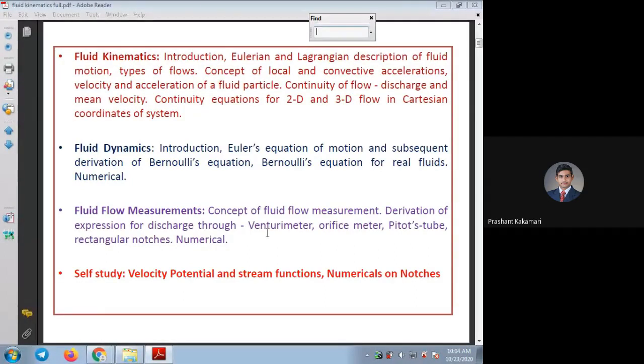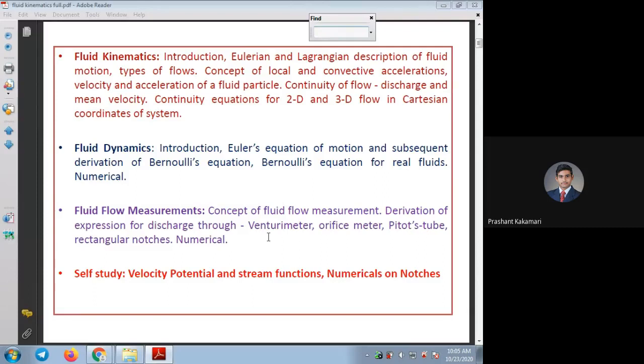Then the last part of this unit is fluid flow measurements. You have already done this in the fluid mechanics lab, I think. How to use the venturimeter and orifice meter, or notches if you have done. You might know the triangular notch or the rectangular notch. Using these different notches, or the venturimeter, orifice or pitot tubes, how we measure the flow of the given fluid. So these are the flow measuring instruments.